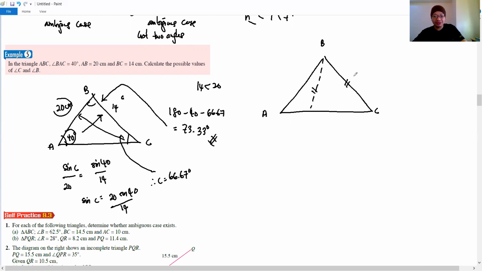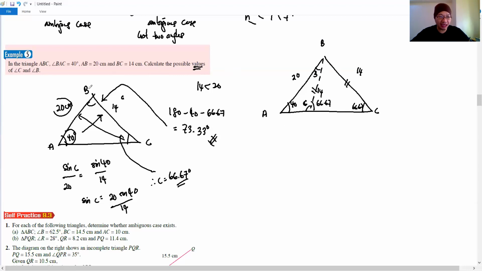Okay, the second triangle. So this angle still remains 40. This one remains 20. This one remains 14. But since this is the ambiguous case, you need to consider the dotted line here. The dotted will be 14. So this angle C, actually how much do you get? 66.67, right? So this one also will be 66.67 because of the isosceles triangle. So what happened to your angle C? Your angle C should be here. This is your new angle B. That's why we got possible values.